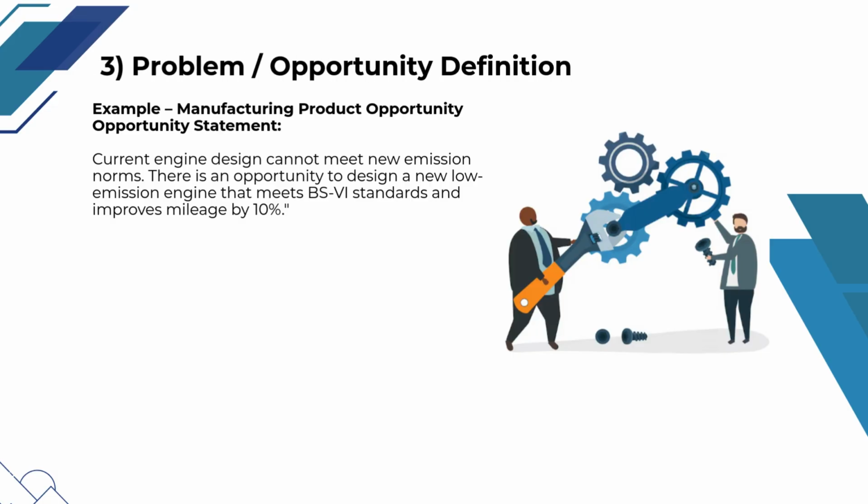In this manufacturing example, the opportunity statement identifies that the current engine design cannot comply with new emission norms, creating a clear need to design a new low-emission engine that not only meets BS-VI standards but also enhances mileage by 10%, defining both the design objective and measurable CTQs.